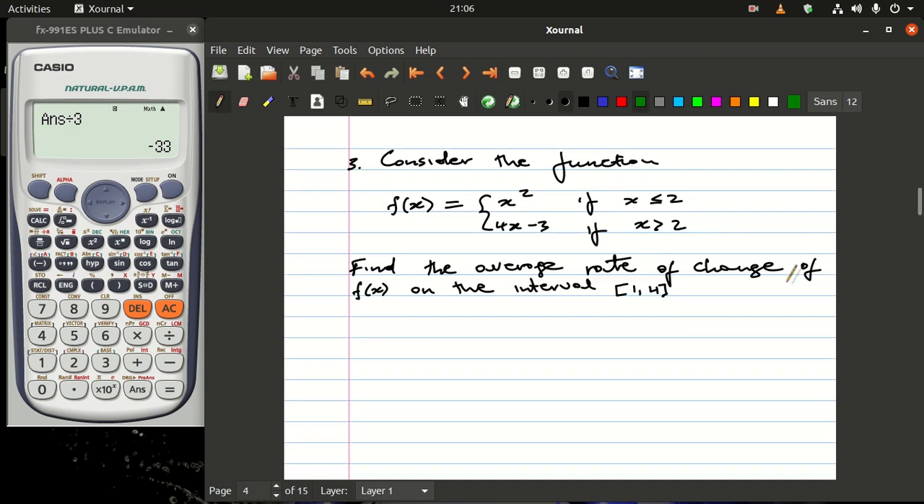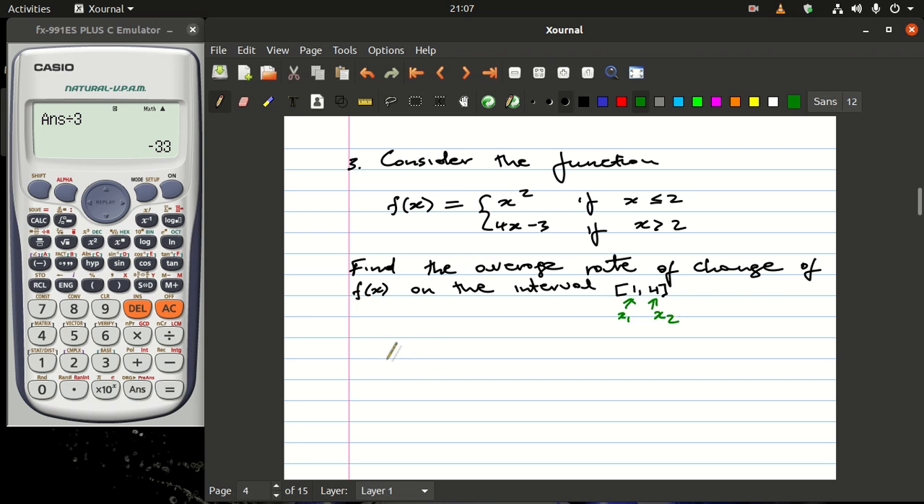Now, let's consider the function. You are given this function here. This function is a piecewise function, whereby this function is equal to x squared if x is less than 2, and this function is equal to 4x minus 3 if x is greater than 2. The question is, find the average rate of change of f of x on the interval. Again, this is an interval along the x-axis such that this one is going to be your x1 and this one is going to be your x2.